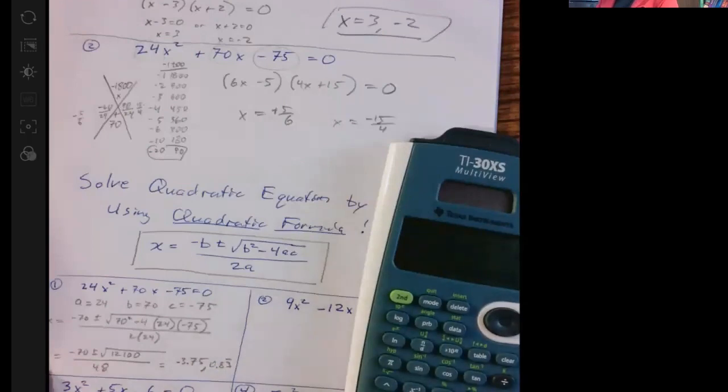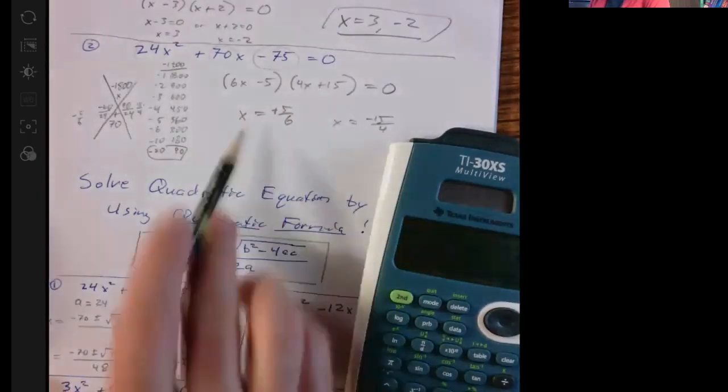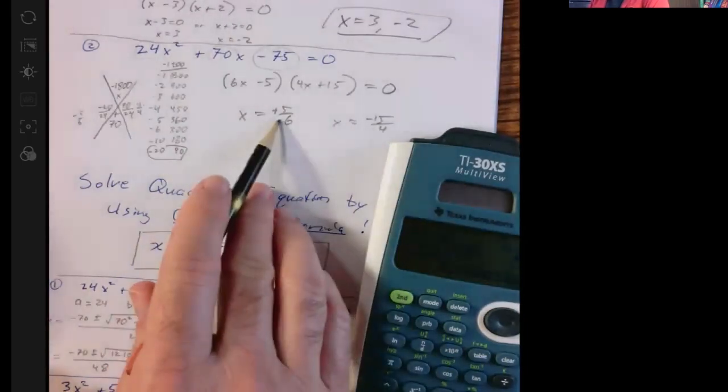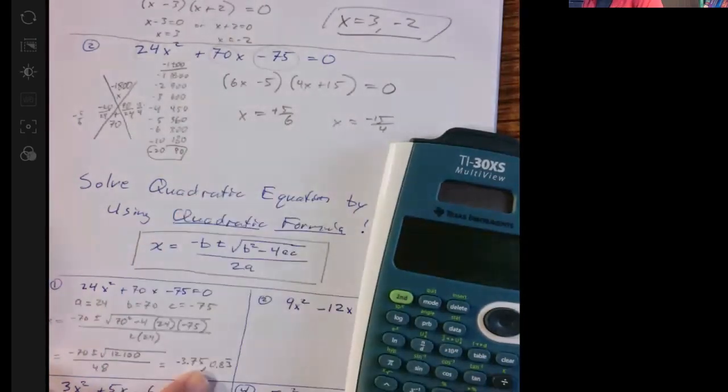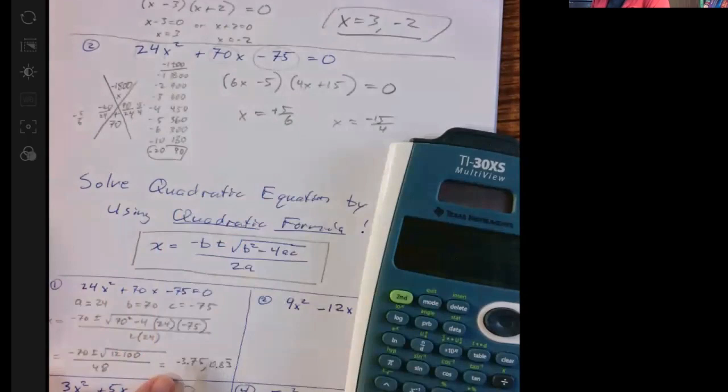Okay, so the question then, how are these answers and these answers the same? Well, this 0.83 repeating, that matches the 5/6, right? If I did 5 divided by 6, I get the same answer. So that one matches this. And 15/4, well, you can do that in your head, but I guess it's 15 divided by 4 is 3.75 in the negative. So that matches. This matches what we got up here by factoring. That's awesome. That was so much easier.